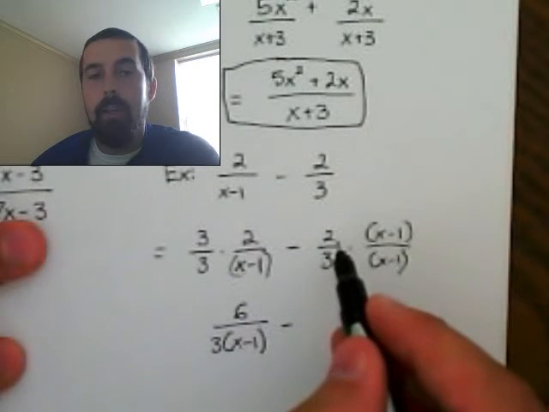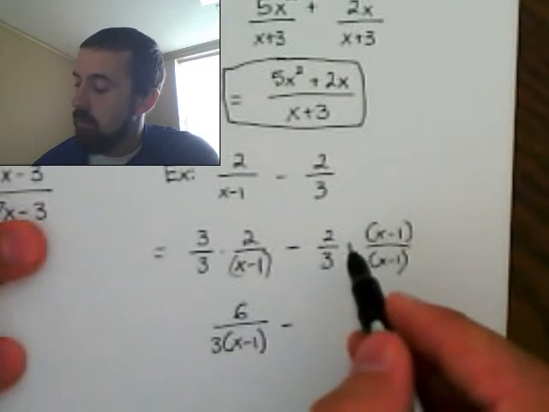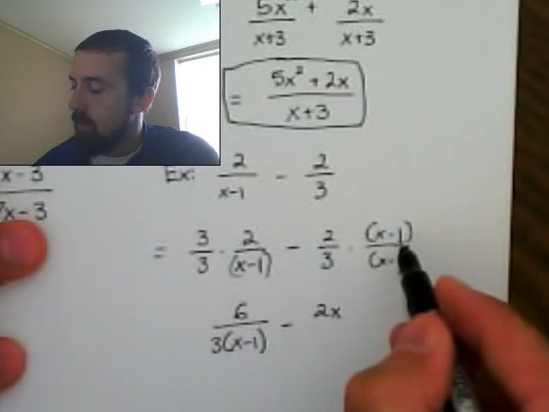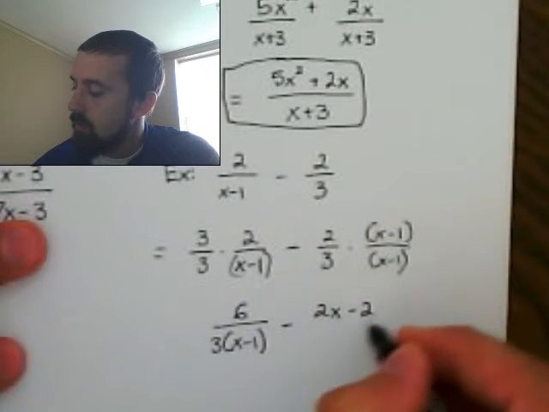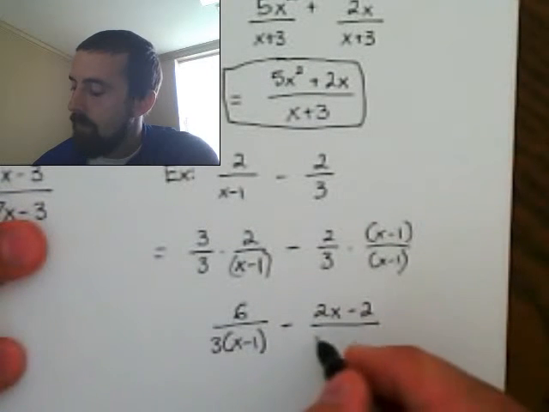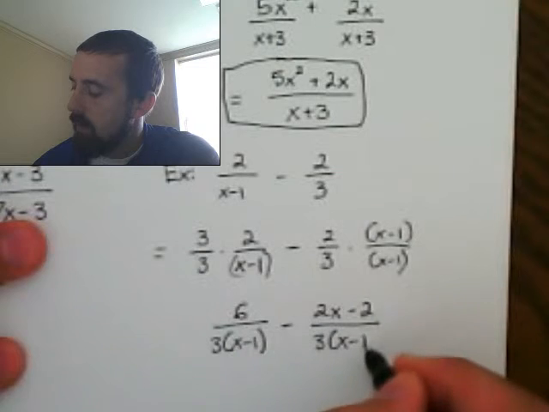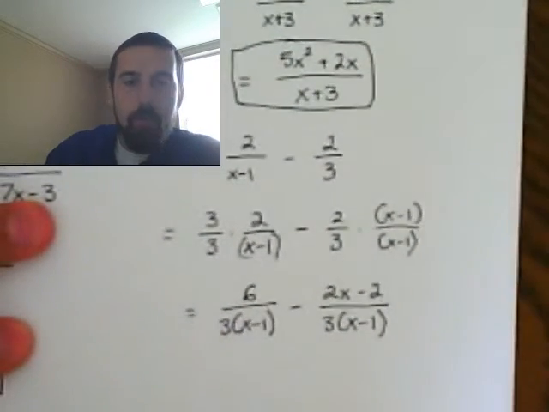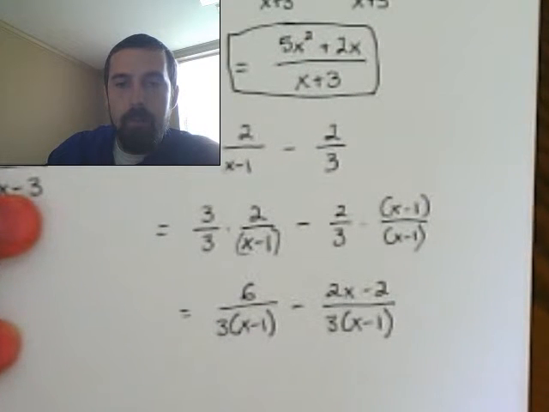Now over here, again, on the numerator, we can distribute. So 2 times x gives me 2x. 2 times negative 1 gives me a negative 2. Over, again, do not distribute on the bottom, which is 3 times x minus 1. Now, do you kind of see? I'm going to zoom in just so you can see what happened here.